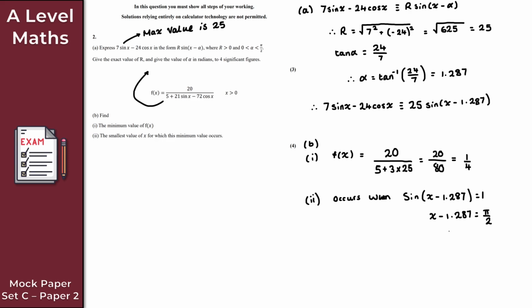And then finally to finish with here, let's add 1.287 to both sides here. To finish with then, the smallest value of x for which this minimum value occurs is pi over 2 plus 1.287, which gives us 2.86 there. Okay, and there we have it then. So hopefully, nothing too challenging there really for question 2. Again, as we mentioned at the beginning of the question, it's just a simple application of the harmonic identities. Okay, so there we have it then. That gives us the solution here to question 2.